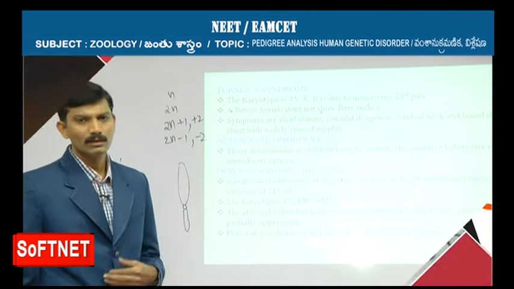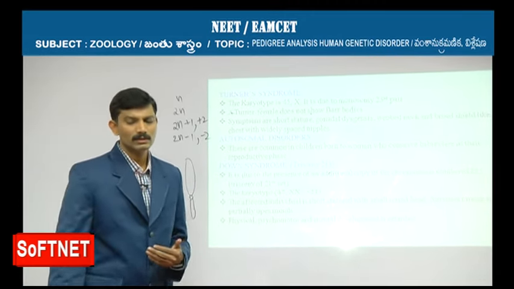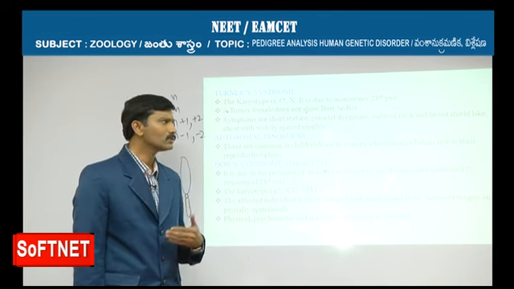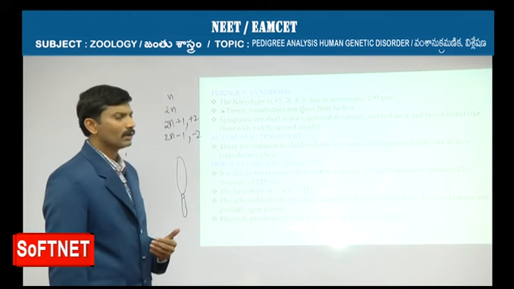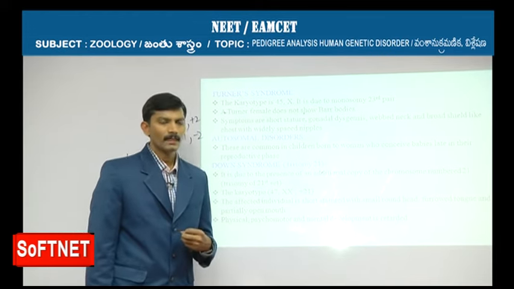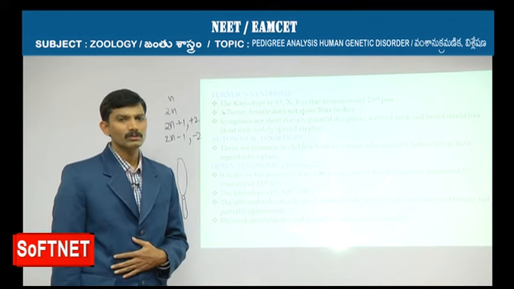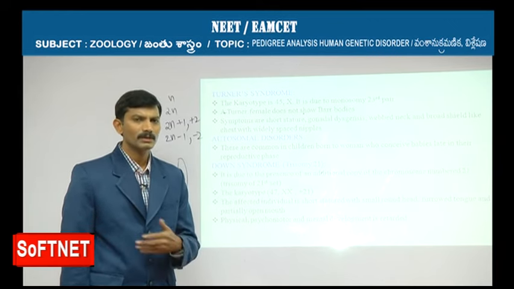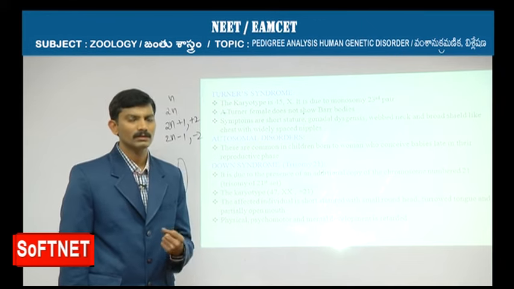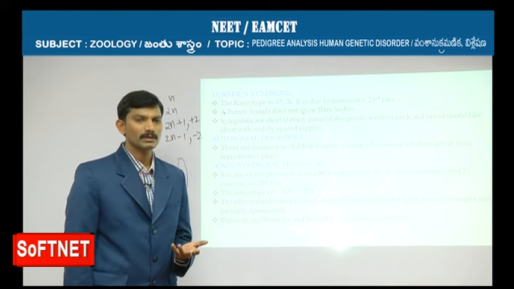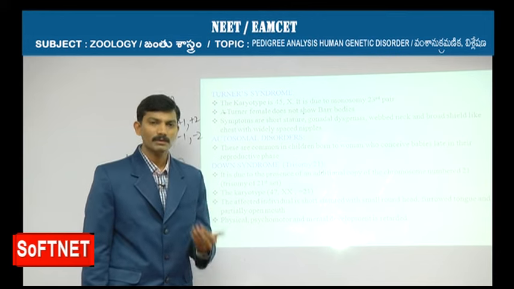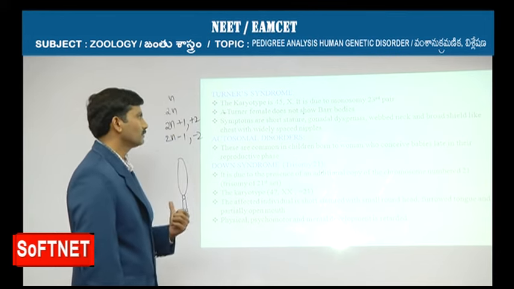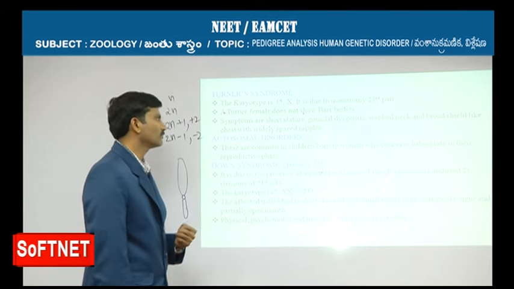Moving on to another kind of disorder, the Turner syndrome. It is due to monosomy of the 23rd pair, so there is a loss of one of the chromosomes. Only one X chromosome is present, all the autosomes are normally present, and one of the allosomes is missing. Since one X chromosome is present, feminine characters are developed. The karyotype is 45 XO, due to monosomy of the 23rd pair.